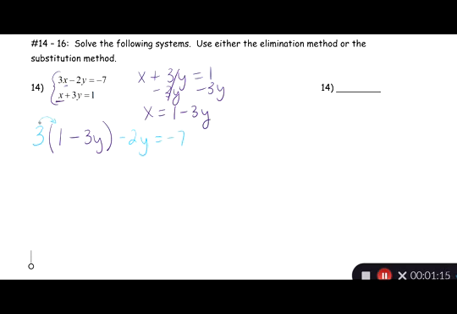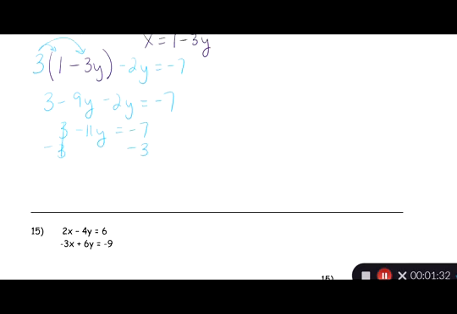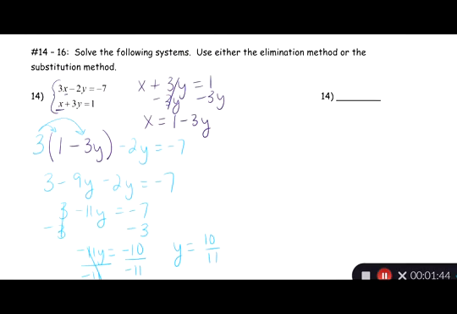And now I'm going to solve for y. I'm going to distribute my 3: 3 minus 9y minus 2y equals negative 7. Combine like terms: negative 9 minus 2 is negative 11y. Subtract 3 from both sides. Okay, so I get negative 11y equals negative 10. Divide by negative 11. So y equals 10 over 11, because a negative over a negative becomes a positive.